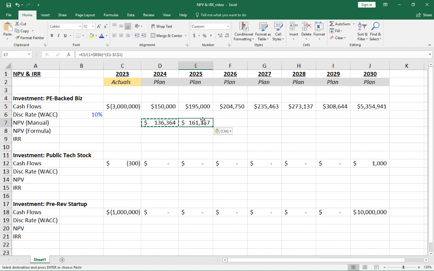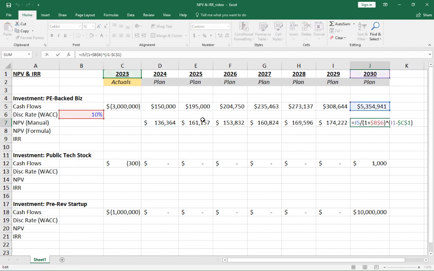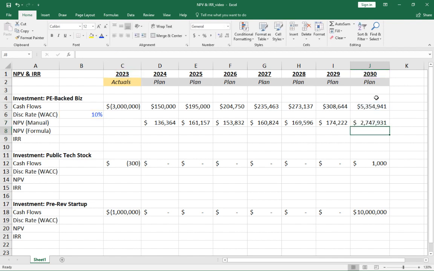So if we copy this forward, you'll see that 7 years out, you have $5,354,000. And this year, we're planning to sell the company. So we're saying that the company is going to be worth about $5 million, and we're going to also receive one final dividend. But in today's dollars, it's only worth about 2.7 million because there's so much risk that far out.